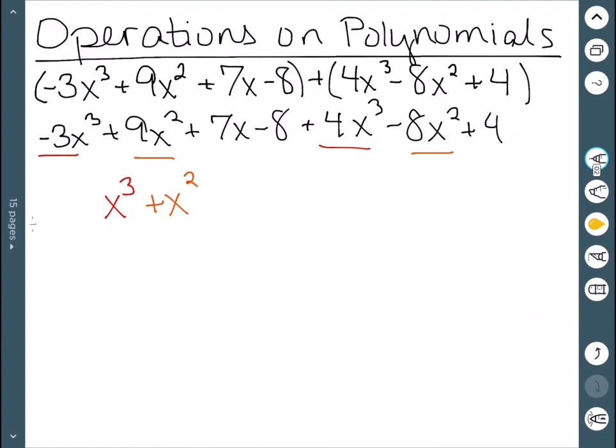The next thing is just an x. We only have one of those. So plus 7x. And then finally, we'll deal with the constants. Negative 8 plus 4 is negative 4. So now we have our final answer.